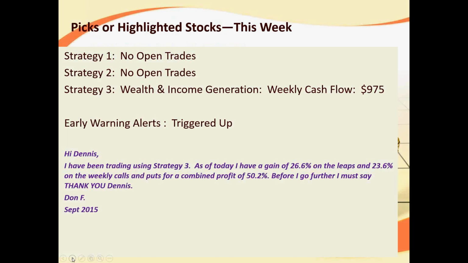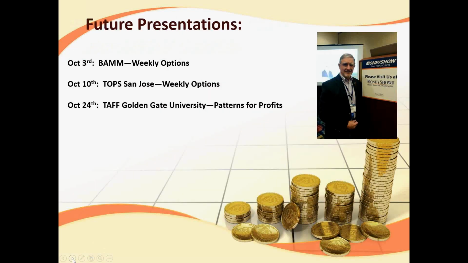So picks for the week: no open trades in strategy 1 or 2, wealth and income generating. Now that we added the Tesla stock to it, the Tesla LEAP that expires in 2017, our cash flow for the week was about $975. We had an early warning alert triggered, and we are currently in a trade on the early warning system.